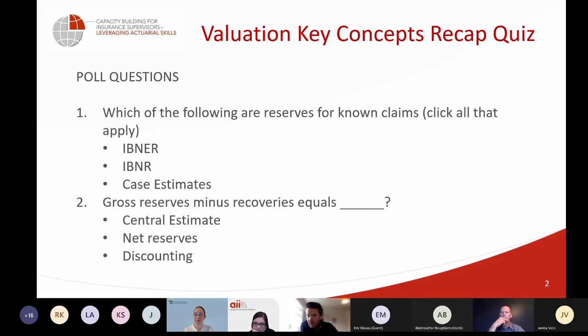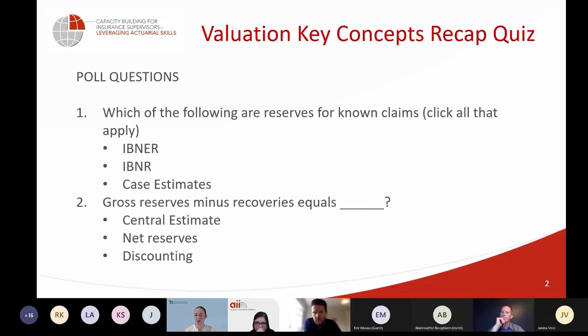Okay, very interesting. So we have 38% say IBNER, 28% IBNR, and 34% case estimates. Okay. Well, the correct answer actually is IBNER and case estimates. So what we're talking about here is known claims.